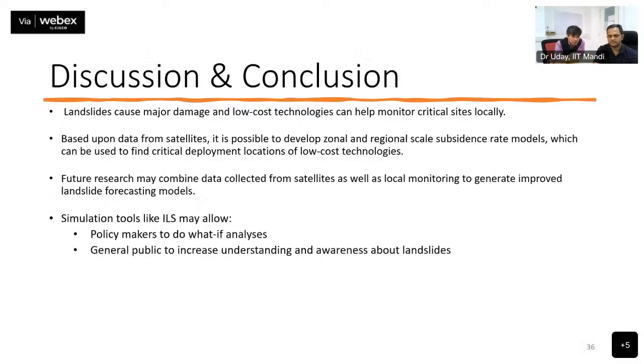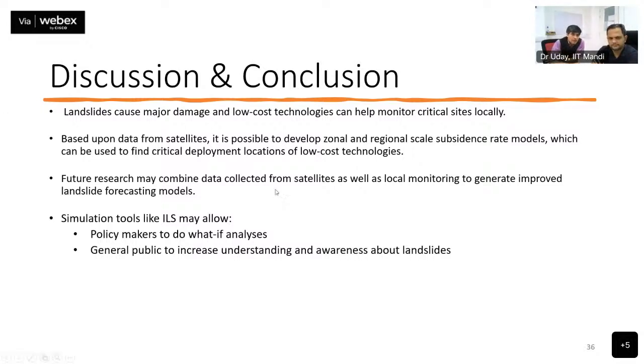So just to conclude, we live in an area prone to landslides. Professor Uday has already shown you. Landslide is a day-to-day ritual for us. It happens on a daily basis or whenever the monsoons are happening. Recently, we've been getting a lot of rain in Himachal for the last few days, and again, it's become very landslide prone. We can get data from low-cost technologies which our IIT and our group have developed. We can also combine it with satellite data, which can give us zonal, regional scale prediction.